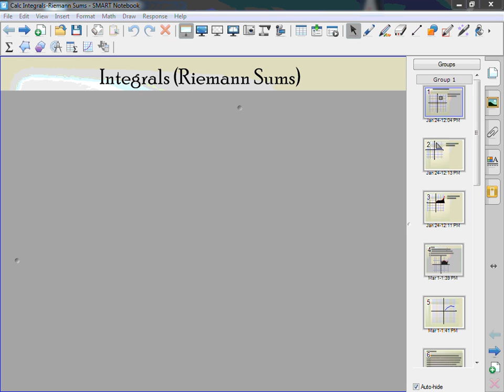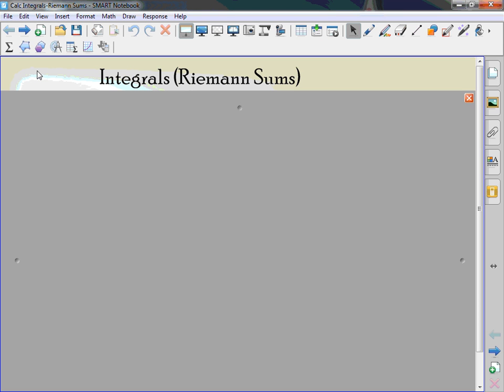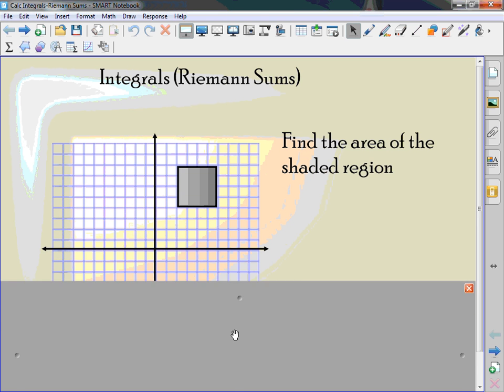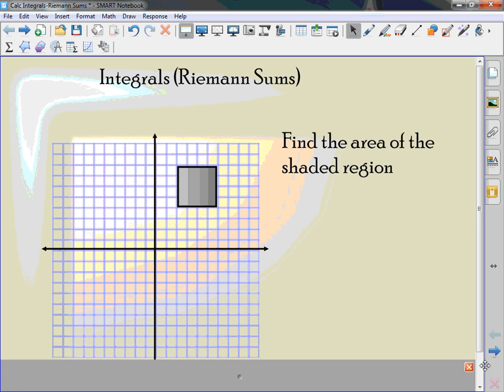Today we're starting integrals. And the part we're going to talk about first are called Riemann sums. This is something completely new. So, Riemann sums. We're going to find the area of the shaded region.